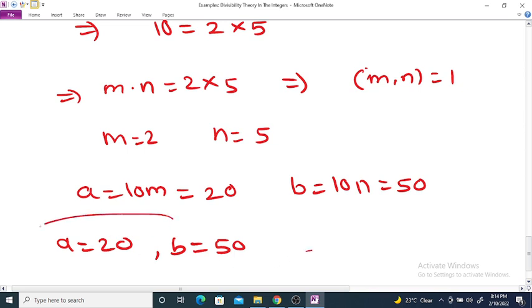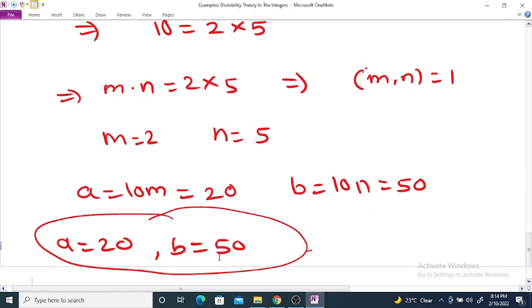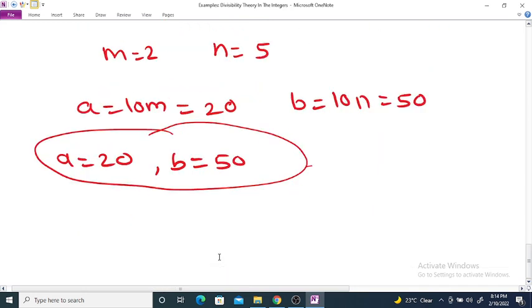As we know that the GCD of A and B is equal to 10 and their LCM is what? LCM is 100. Their LCM is 100. So this is the solution satisfying the given condition.